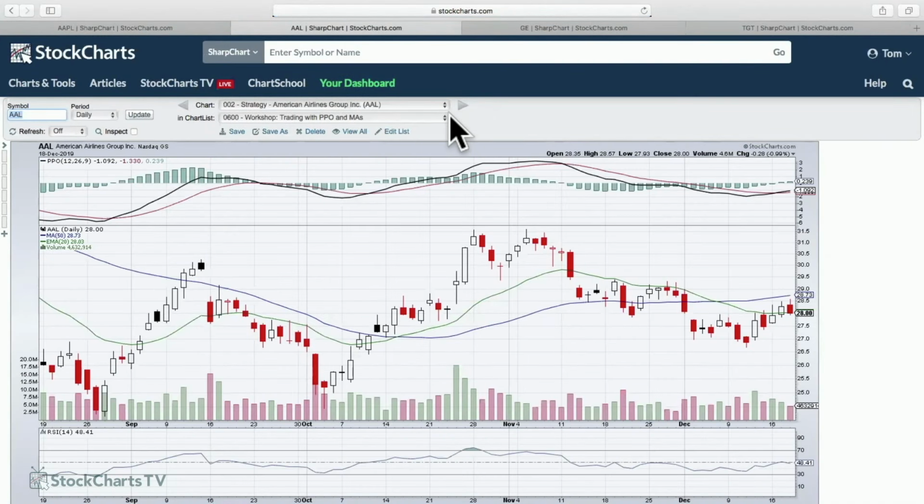Let's talk a little bit about the PPO and how I use that. When the PPO is rising, a PPO moving higher is generally just telling you that either the downward momentum is slowing and you're starting to turn up, or you're actually in an uptrend. And when the PPO rolls over and starts moving down, it means that your upward momentum is slowing. And if you cross that zero line, it's really telling you that you've got downward momentum.